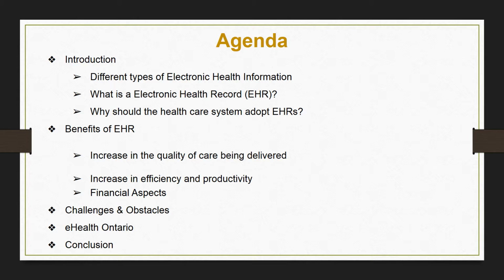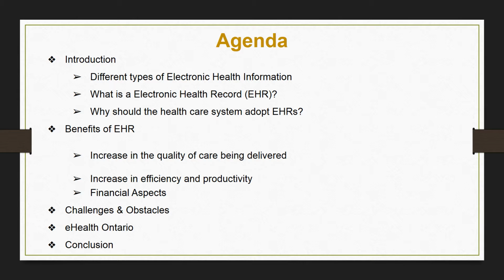Firstly, we begin with our introduction to electronic health information and briefly define the three categories for you. Then we will go more in depth as to what an electronic health record is and the benefits associated with it. We will then discuss and explain the three major benefits individually, as well as other benefits associated with EHR.